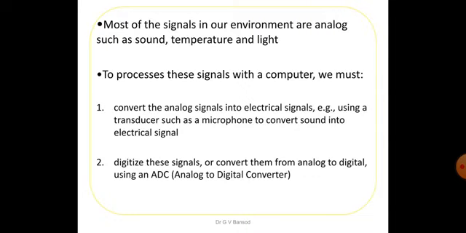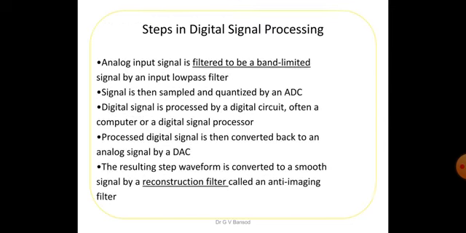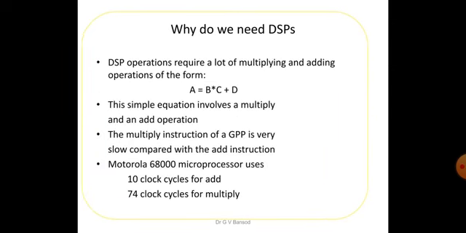Okay, why do we need DSP? Because we know that most of the signals are analog. We need to convert them into digital, compute and process them. We need to first sample, then quantize. We need to use reconstruction filters. We need a lot of ADCs and DACs. And the most important reason, we require DSPs to perform complex operations like multiplication and addition. These are very complex operations.